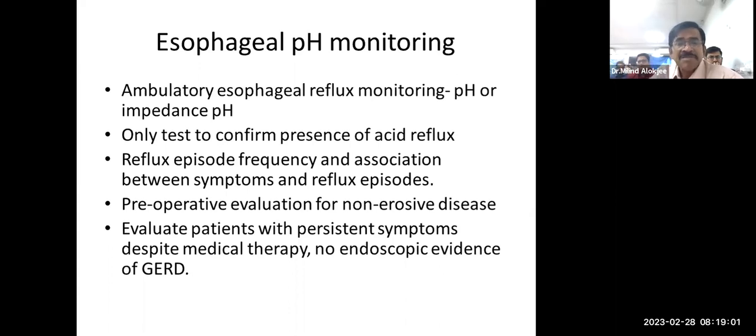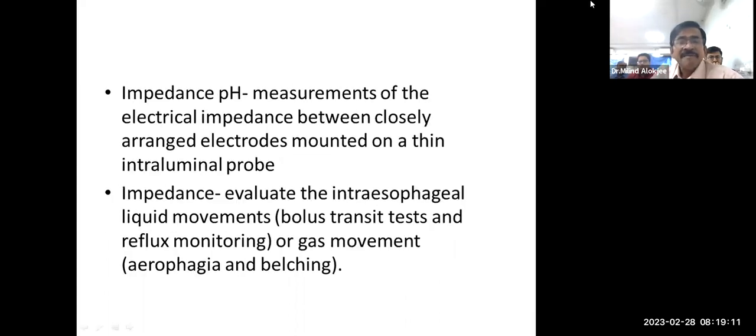So these are the patients who have persistent symptoms despite medical therapy and no endoscopic evidence of GERD, and they need to be assessed by esophageal pH monitoring. Impedance pH is measured by placing electrodes mounted on a thin intraluminal probe and placed in the esophagus just 7 centimeters proximal to the Z line.